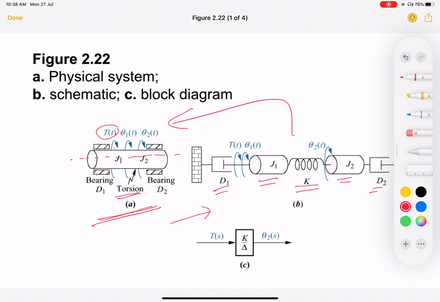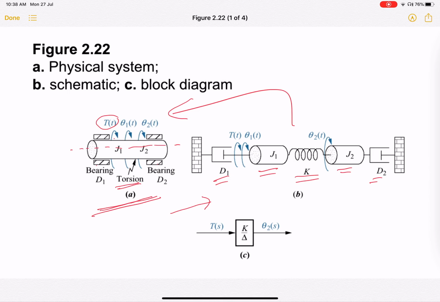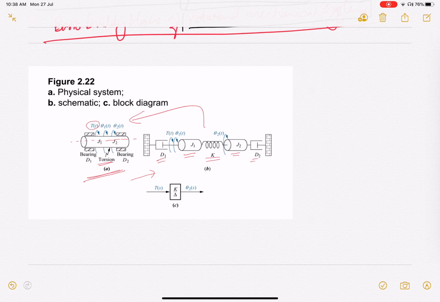And now we are supposed to find the transfer function for it. Right? So the basic process is similar. The process is very similar to what we have done in translational systems. The first thing that you have to do is to identify the degrees of freedom, right?